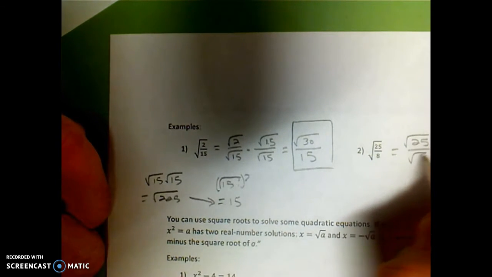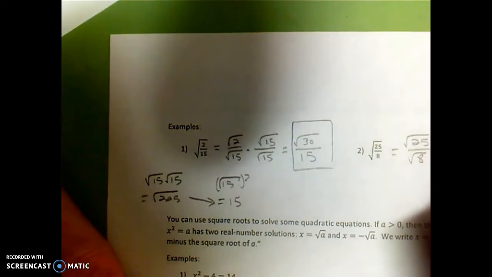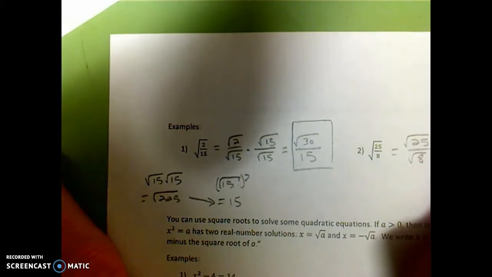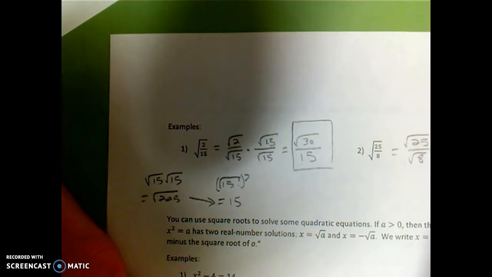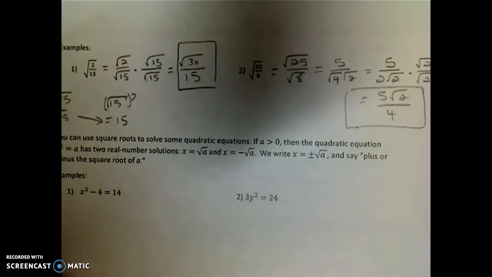Similarly, another example. Square root 25 over square root 8. So the square root of 25 is 5. The square root of 8, I'm going to simplify down: square root 4 times square root 2. So I have 5 over 2 times the square root of 2. Now I'm going to multiply top and bottom by the square root of 2. Square root 2 times square root 2 is just 2, and 2 times 2 equals 4. So this simplifies this way.